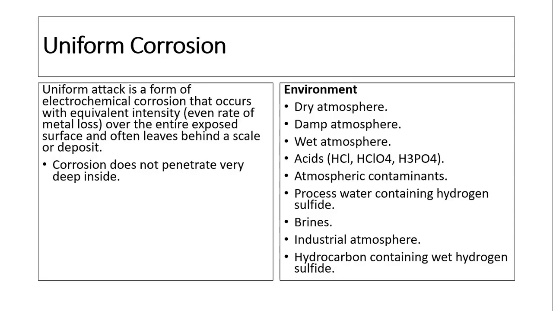Damp atmosphere is a typical case where you have pollutants like sulfur dioxide that reacts with the water in the atmosphere and produces sulfuric acid, and this reacts with typically your iron to produce iron sulfate. Then we have wet atmosphere.